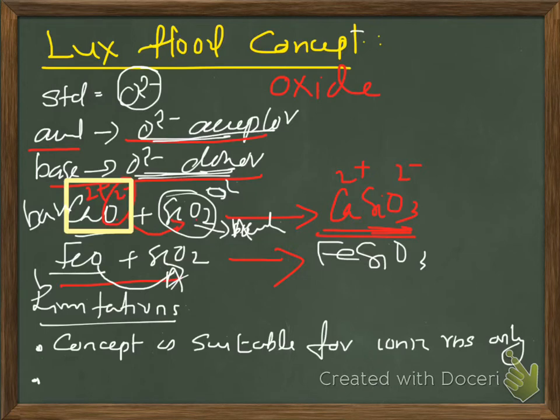The limitation of this concept is that it is suitable for ionic reactions only. This is a kind of ion transfer reaction. O2 minus is transferred from calcium oxide to SiO2. This kind of ionic reaction can be explained using this concept, but non-ionic or redox reactions cannot be explained using this concept. So far, what we have seen is that in the Arrhenius concept, acid is an H plus donor, a donor of a positive species. Base is a donor of negative species, OH minus.